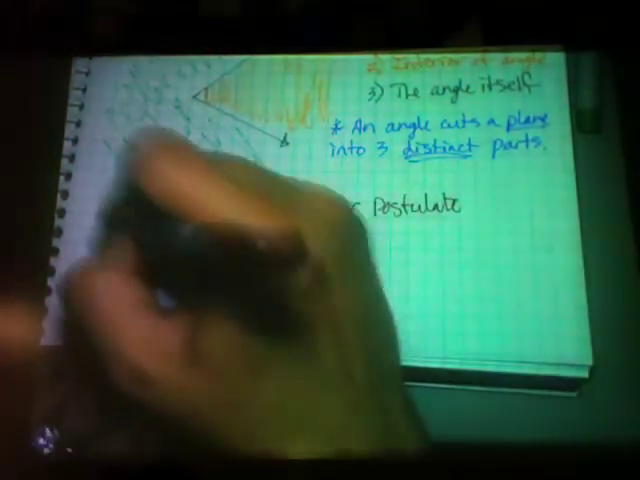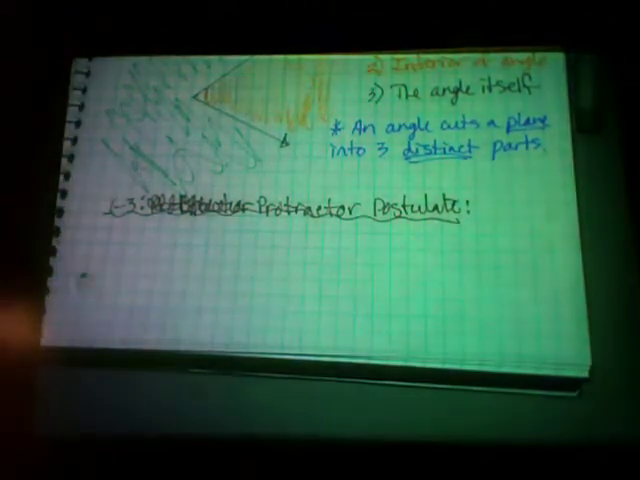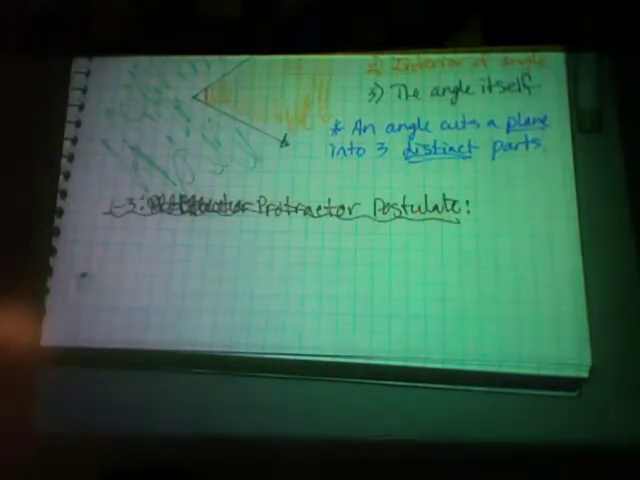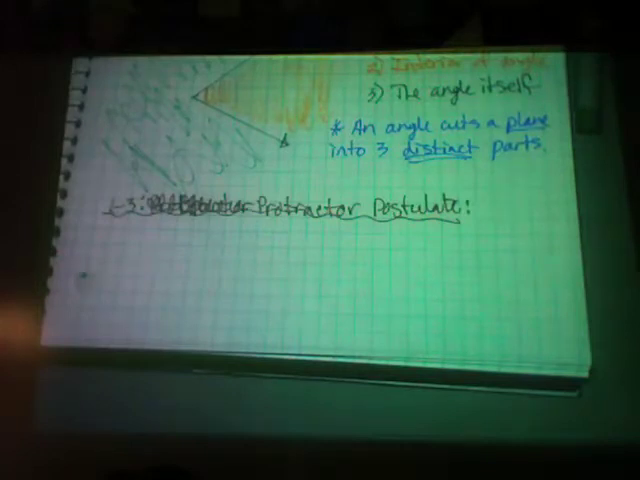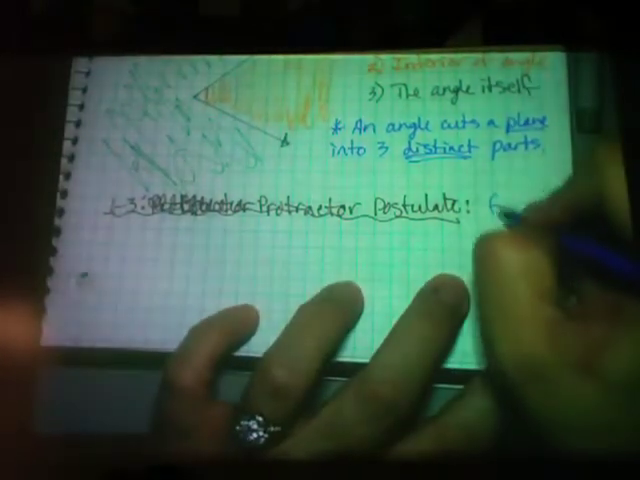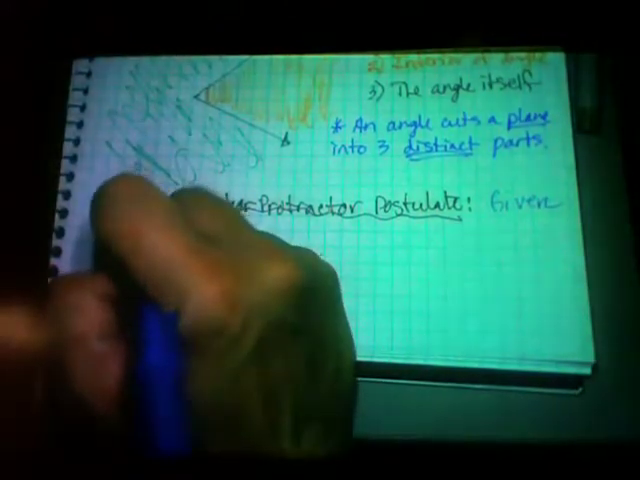So this is your protractor postulate. It's kind of like the ruler postulate. Remember we talked about the ruler postulate the other day? Well, this is your protractor postulate because what measures an angle? A protractor. What measures a line? A ruler. That's why they're called what they are. So a protractor postulate just basically says, given, what notation does this mean?